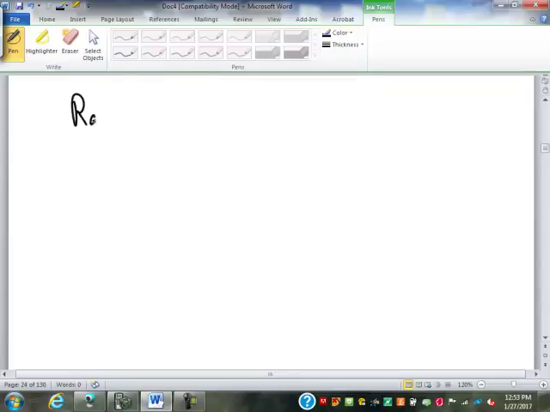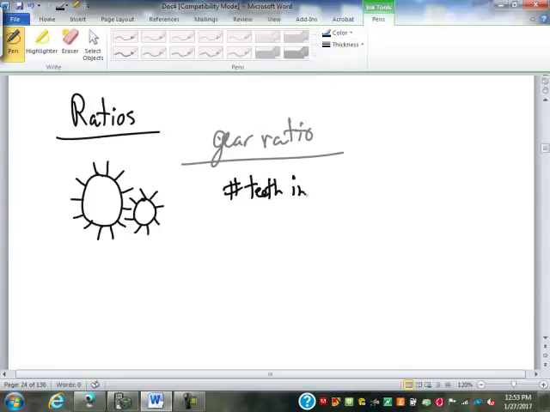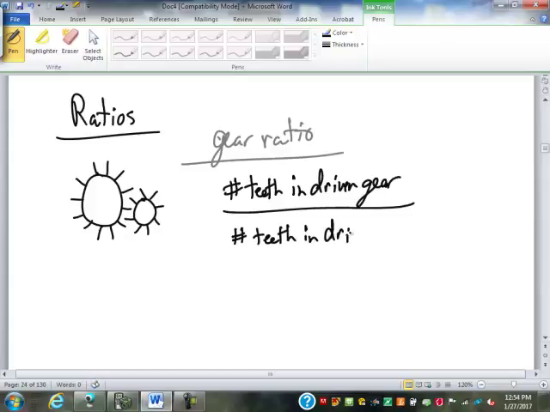Ratios. Some common ratios that are important. We're going to draw some pictures here, so you're going to have to use your imagination. Any guesses? Gears. We're looking at gear ratio. And in a gear ratio is the number of teeth in the driven gear with the number of teeth in the driving gear.